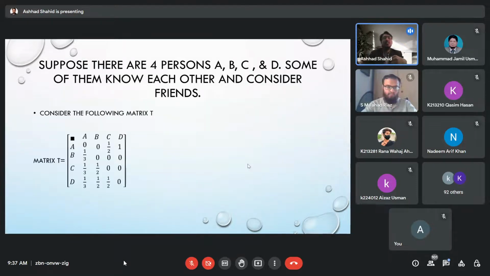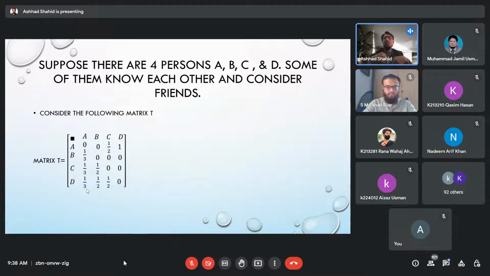Let's say a matrix T is described in a way that A cannot be a friend of himself. Obviously, that's why I'm giving 0 to him. But A considers B, C, and D as his friends. So equal weightage is given to all of the friends, 1 upon 3, 1 upon 3, and 1 upon 3, so that the total result will be 1, that is 100%.